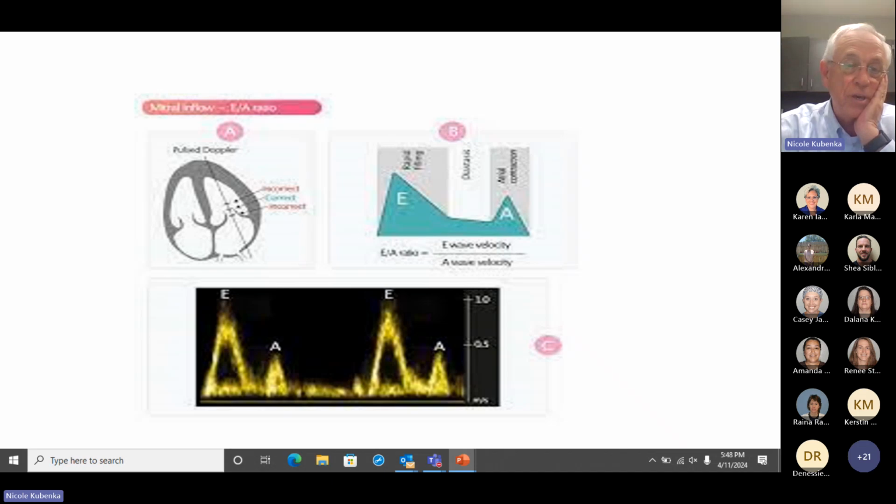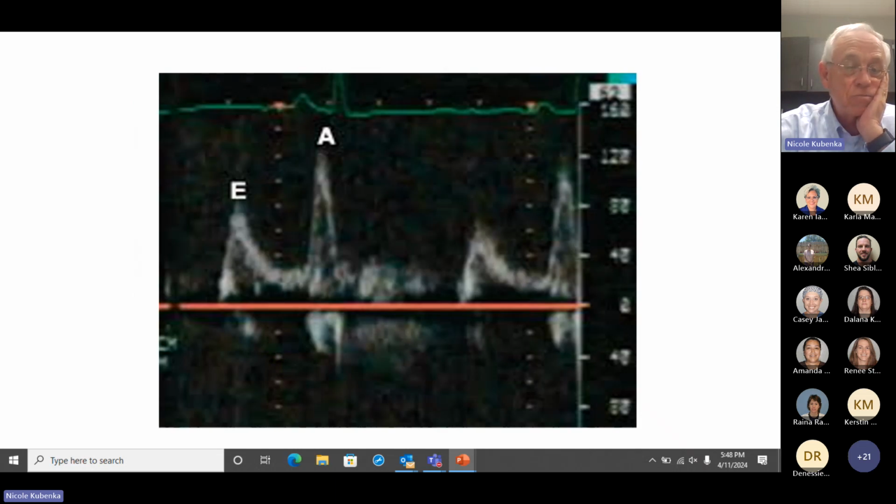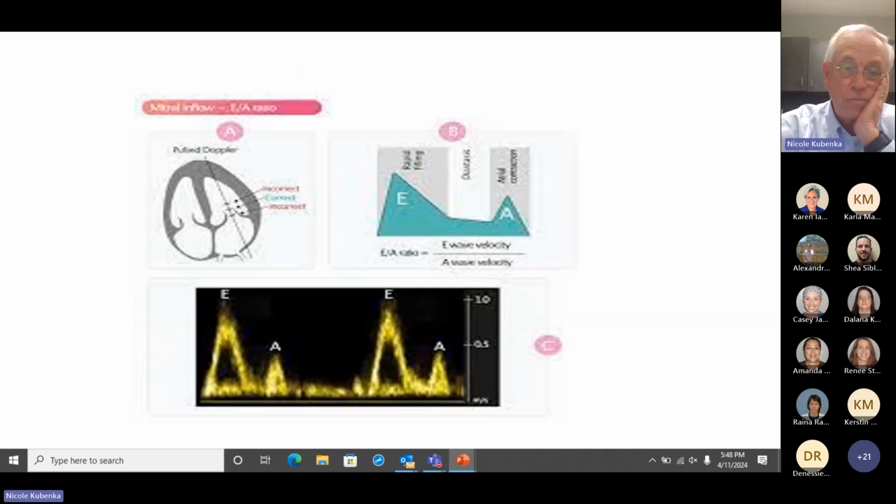So that first little peak called E represents the first flow of blood into the ventricle with no help from the atrium. That's just the blood that goes in passively. Eventually that passive flow starts to diminish because that's as much blood as the passive flow can get in there. And then what happens? The atrium contracts. And that causes what's labeled the A wave.